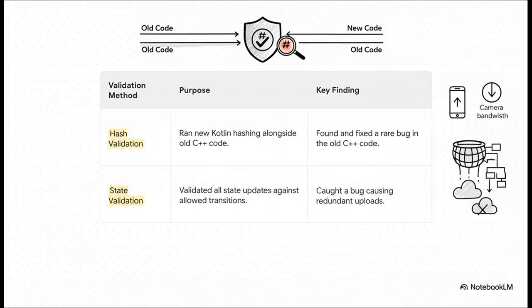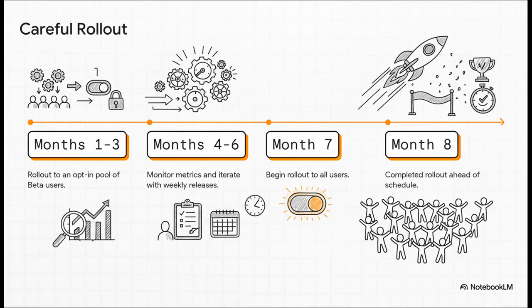And with state validation, they basically built a rulebook for how the uploader should behave, which caught a nasty bug that was causing extra unnecessary uploads. And they didn't just flip a switch and hope for the best. The rollout was this careful, phased process that took months.